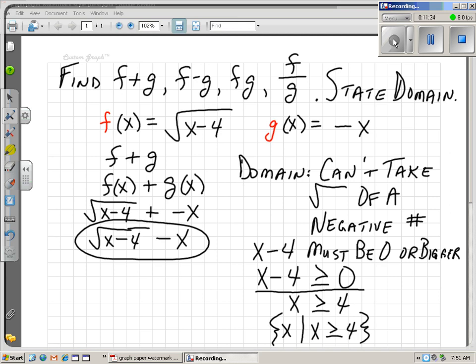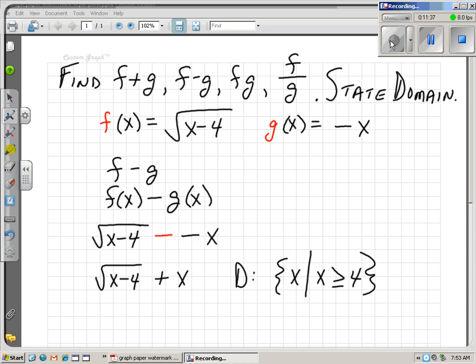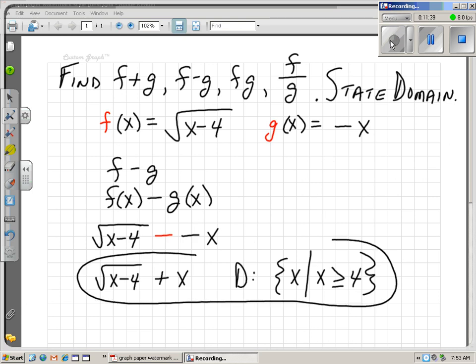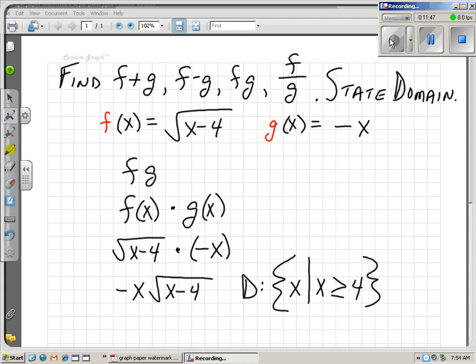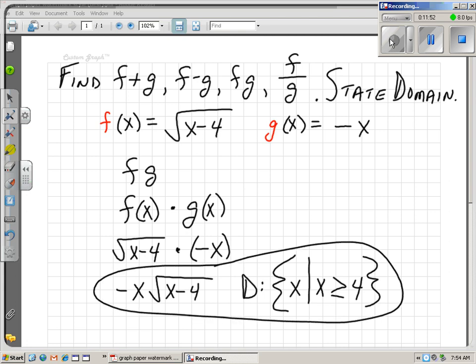And we work out f minus g and get this. Okay. Domain's the same for the same reason. Now try f times g. All right, there's f times g. We just put that negative x in front, or multiplying by negative x right here. Just move that negative x to the front. That shows multiplication. And our domain is the same for the same reason.